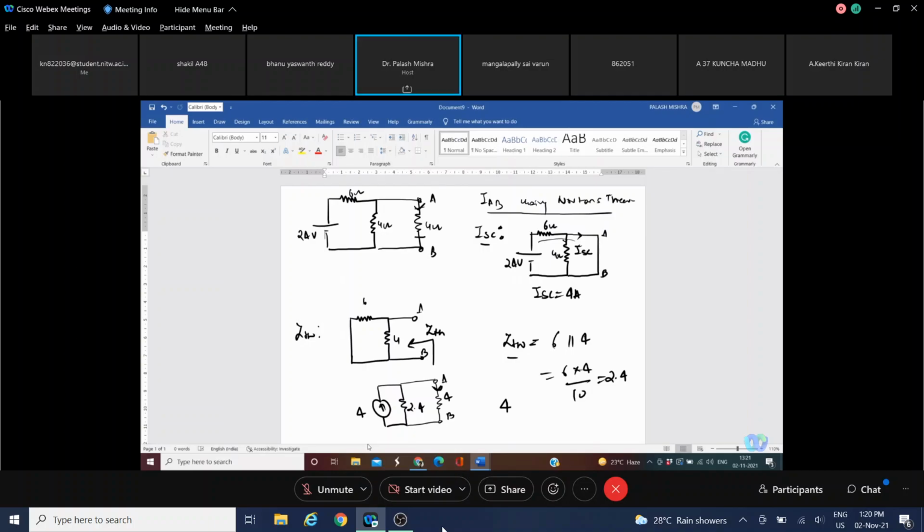I have told you already. This current division, the net current multiply by the branch resistance opposite to the branch in which the current is needed. So tell me what should be in the numerator here? By using the current division rule, I am asking IAB. No, tell me in the numerator what it should be there. 2.4 by 2.4 plus 4.